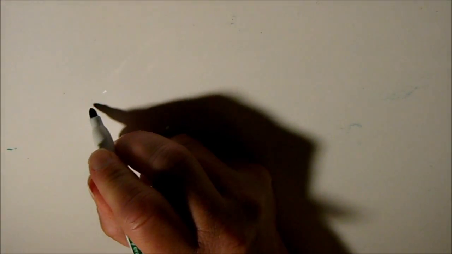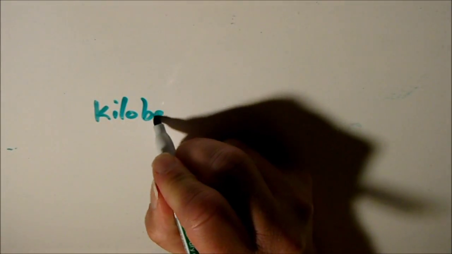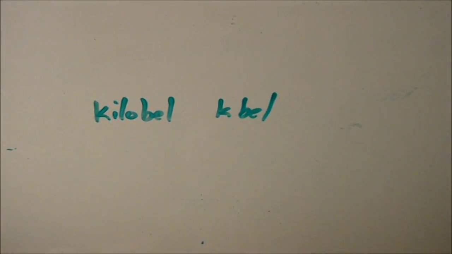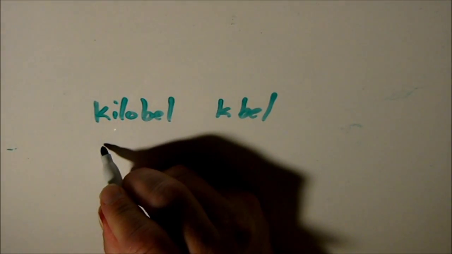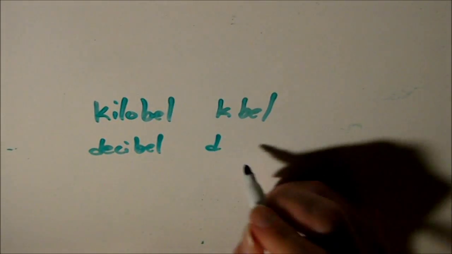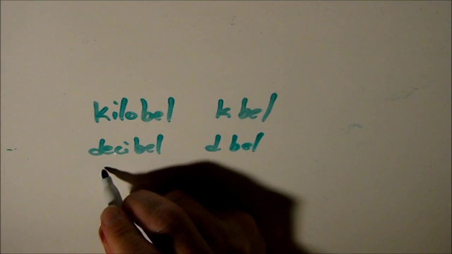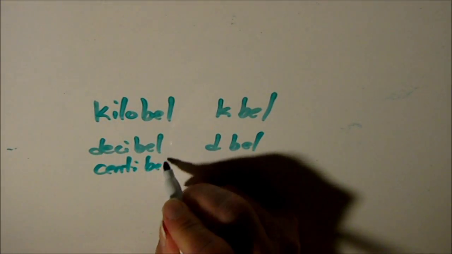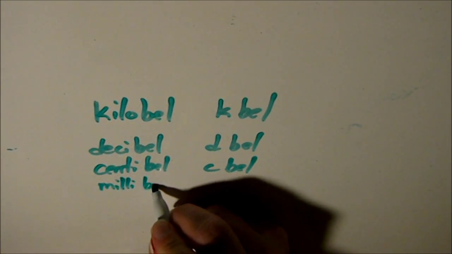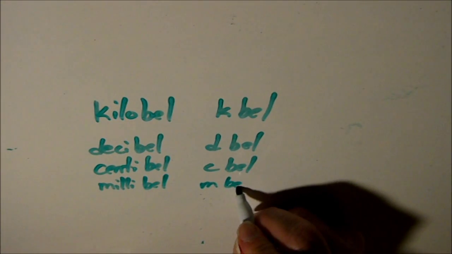There's one last thing that I want to talk about, and that is abbreviations. Let's go back to the bells. Okay? So we have a kilobell. What we would do to abbreviate that is a little k, B-E-L, for kilobell. Then if we had a decibel, we put a little d, B-E-L. For centibel, little c, B-E-L. Millibel, we put little m, B-E-L.